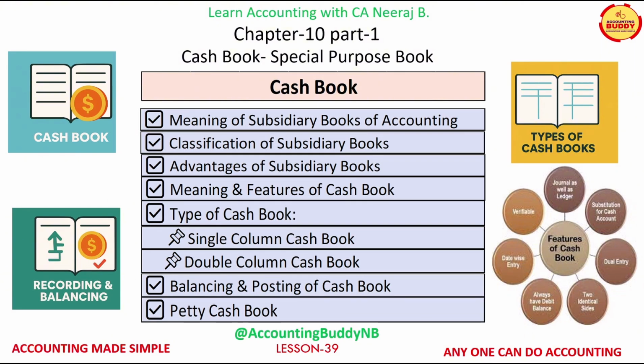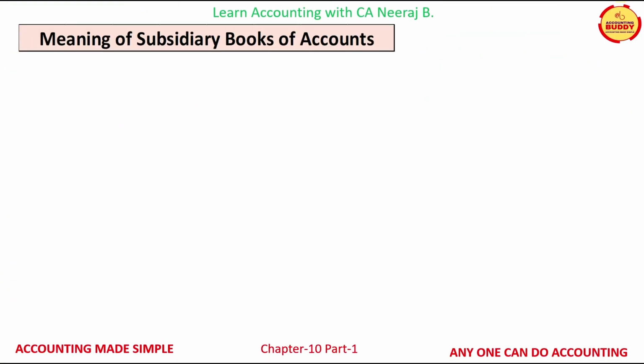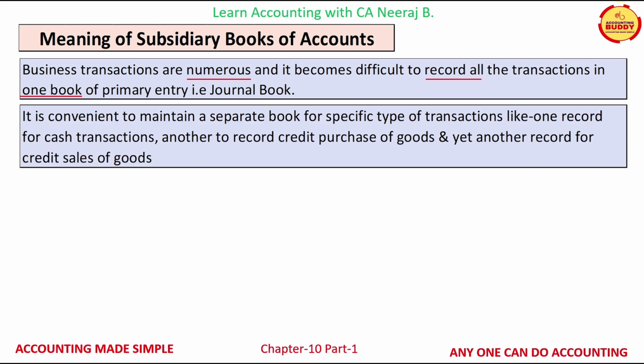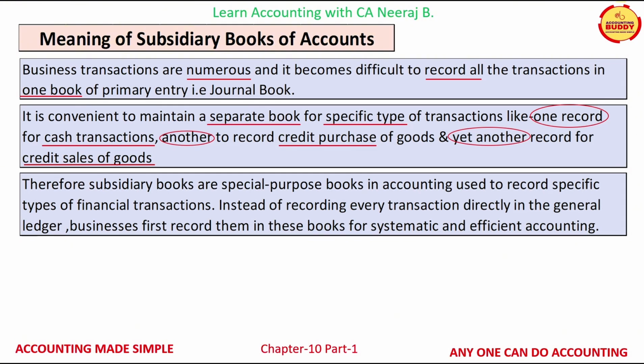Let's get started. In this slide, we will understand the meaning of subsidiary books of accounts. Business transactions are numerous and it becomes difficult to record all the transactions in one book of primary entry, that is journal book. It is convenient to maintain a separate book for specific type of transactions, like one record for cash transactions, another to record credit purchases of goods, and yet another record for credit sales of goods. Therefore, subsidiary books are special purpose books in accounting used to record specific type of financial transactions.